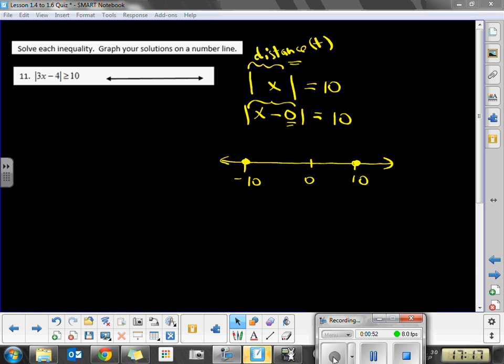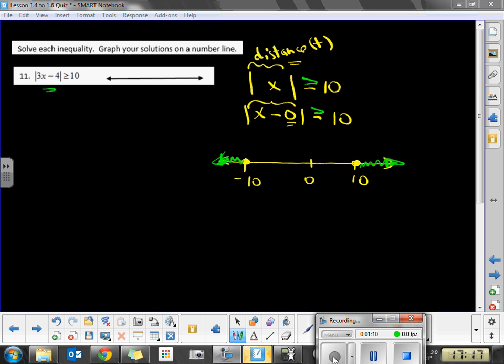Well, our problem isn't exactly equal to, it needs to be greater than or equal to. So if I want distances that are greater than or equal to 10, then I need to move away from those selected points that I found of negative 10 and 10. Now my distances are increasing. In essence, that's what we're doing in this problem here.